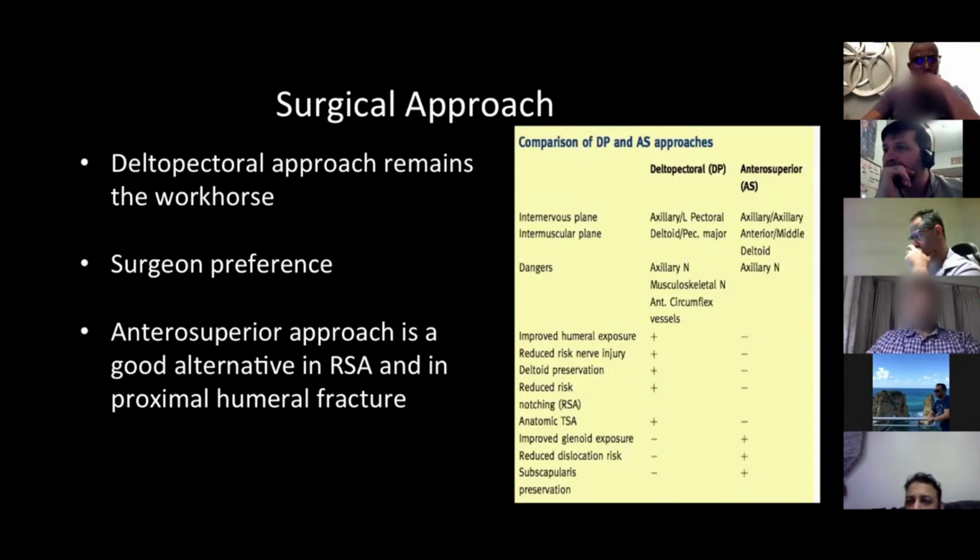Number 2, lesser tuberosity osteotomy, which allows for bone-to-bone healing on repair. And the third, the most commonly used method, is a subperiosteal peel of the attachment of the subscapularis and reattachment with transosseous repair to the bicipital groove.